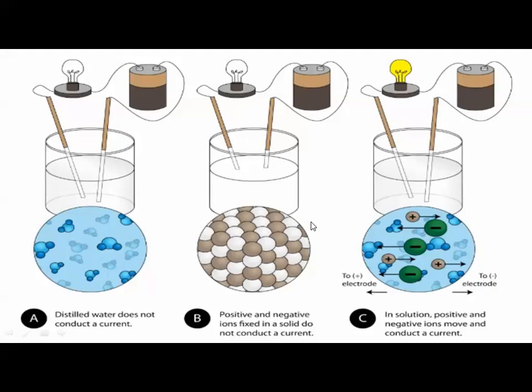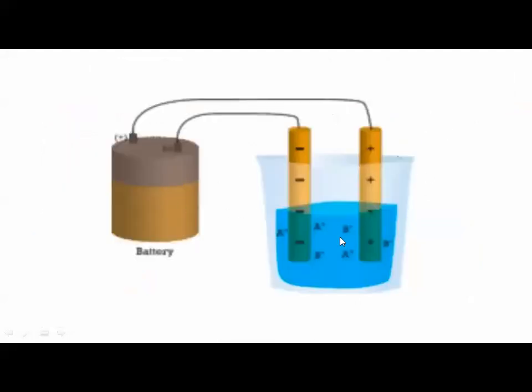But in this case, if you melt the ionic compound or dissolve it in water, the ions get free and these ions will move to each electrode, and therefore there will be flow of current, flow of charges, and that makes the bulb glow. Yes, you can see here, ions are there. This is the negative electrode. This is the positive electrode, the cathode. Positive ions are moving towards the cathode. Negative ions are moving towards the anode.